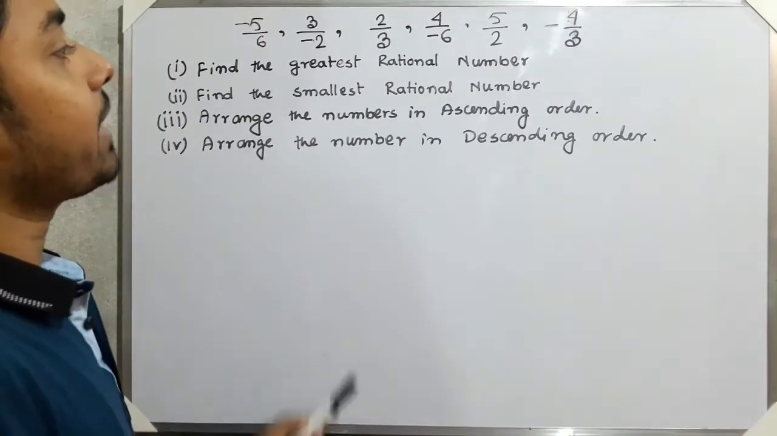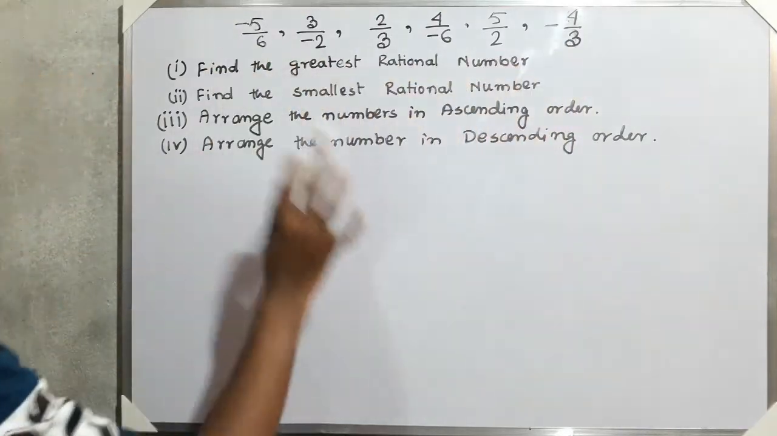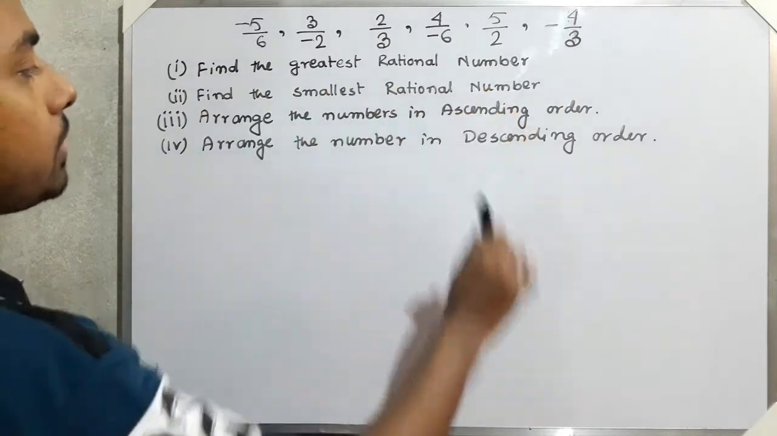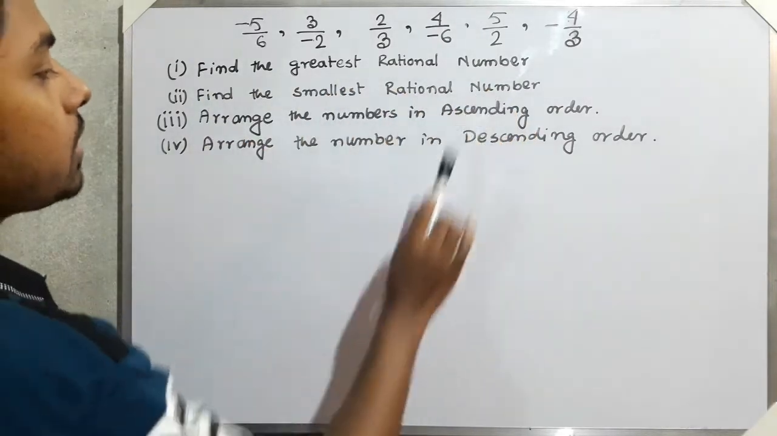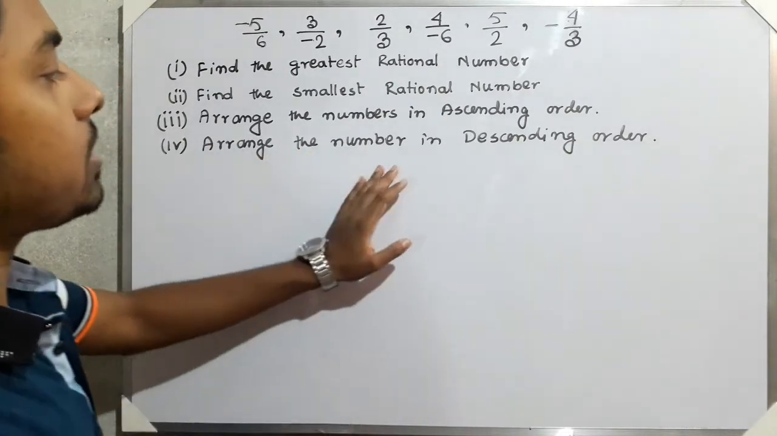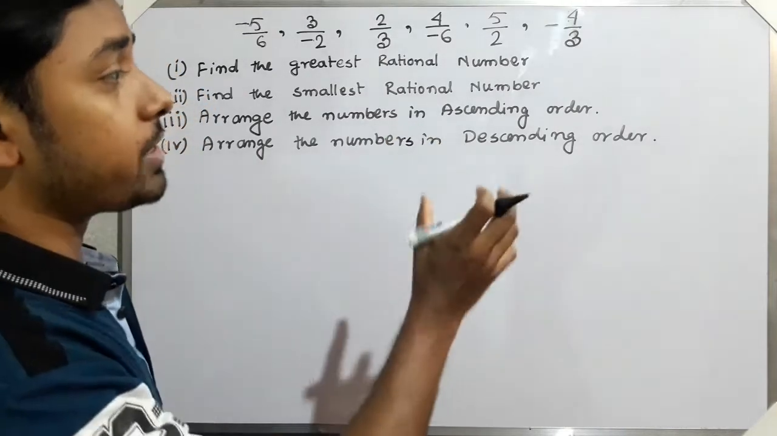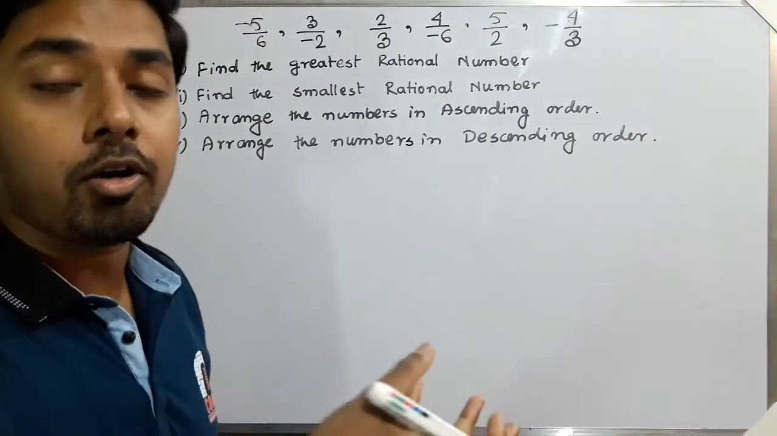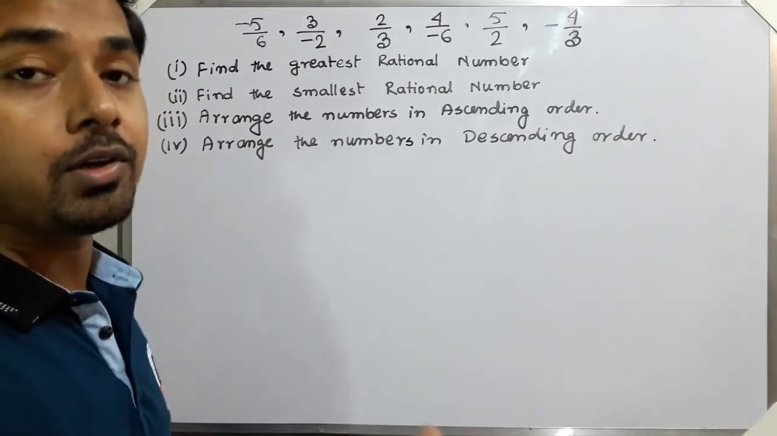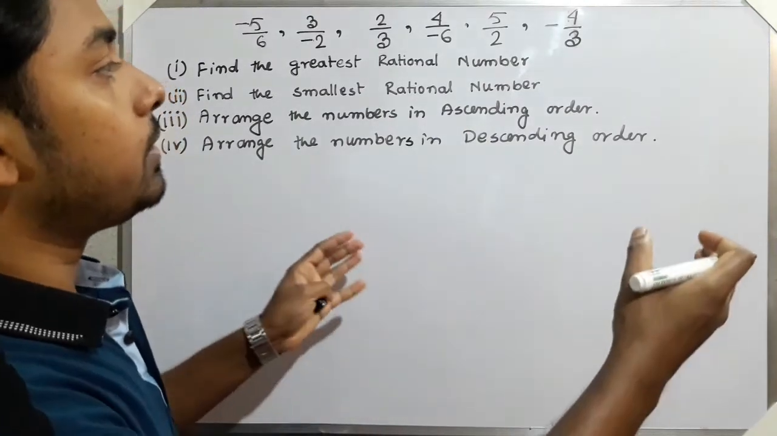Now here I have taken one example, and this is your question. These are the given rational numbers, and what you have to find: first, find the greatest rational number, second, find the smallest rational number, third, arrange the rational numbers in ascending order, then arrange the numbers in descending order. This type of question you may have from this part of the chapter, that is, this type of question of comparison you may have in your exam regarding comparison of the rational numbers.